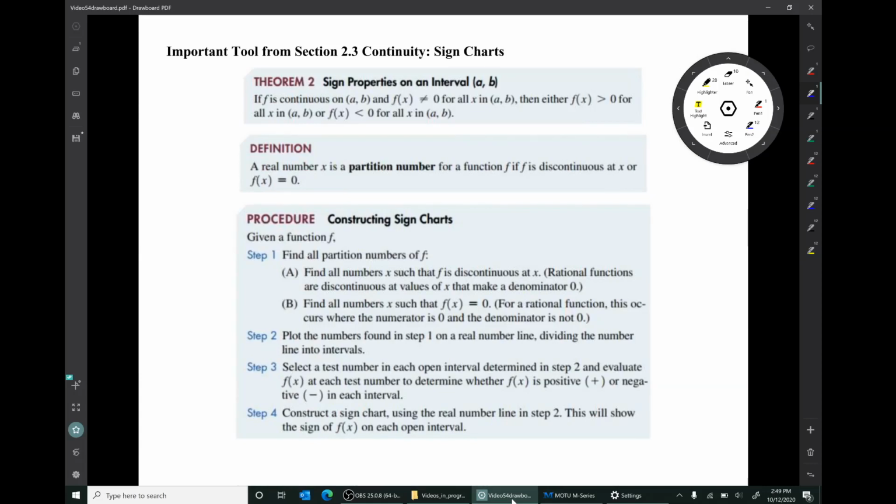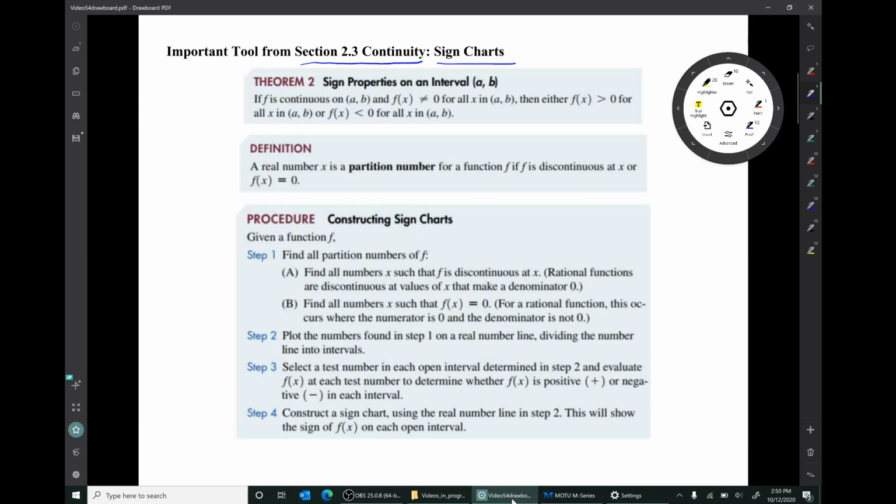Now there'll be some important tools that we'll use in this video from section 2.3, which was continuity, the idea of sign charts. Remember the theorem about sign properties on an interval. If a function is continuous on an interval, and if the function is not 0 anywhere on the interval, then the function either remains positive or negative on the whole interval. So in other words, a function can only change sign from positive to negative or negative to positive at an x value where the function is either discontinuous or where the function has an x-intercept, that is, a place where the y value is 0.